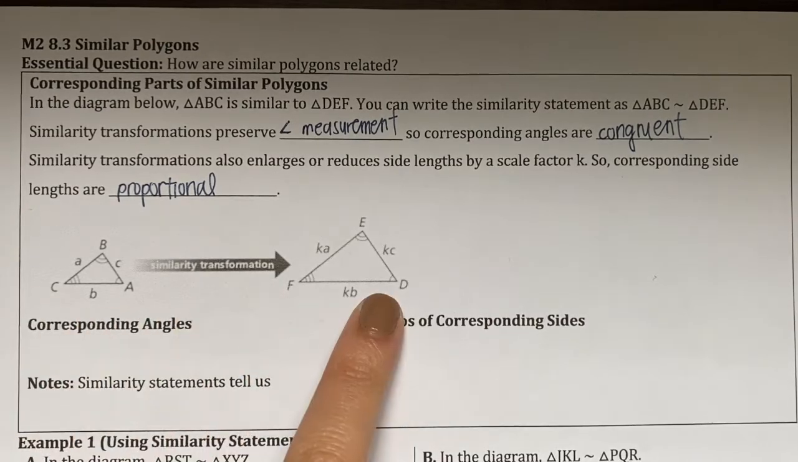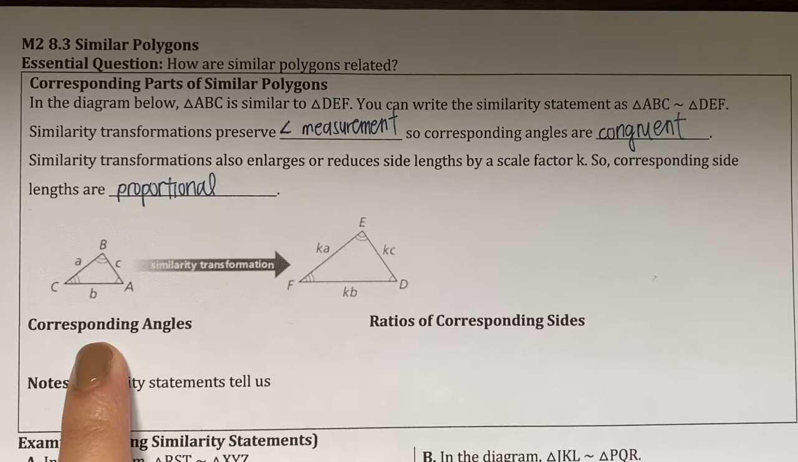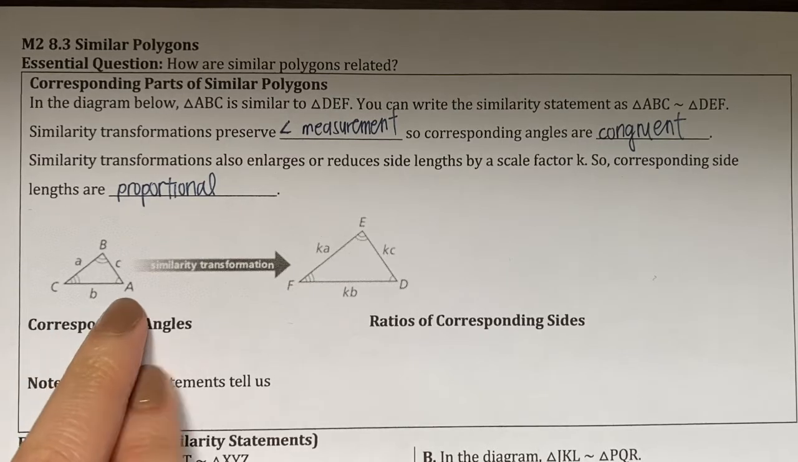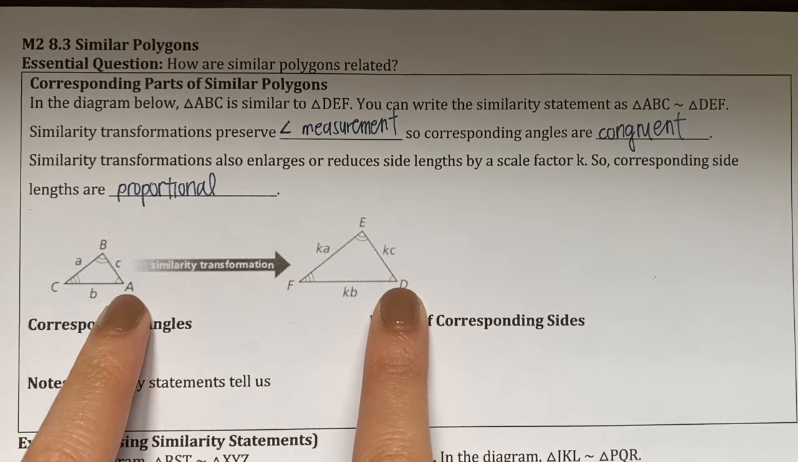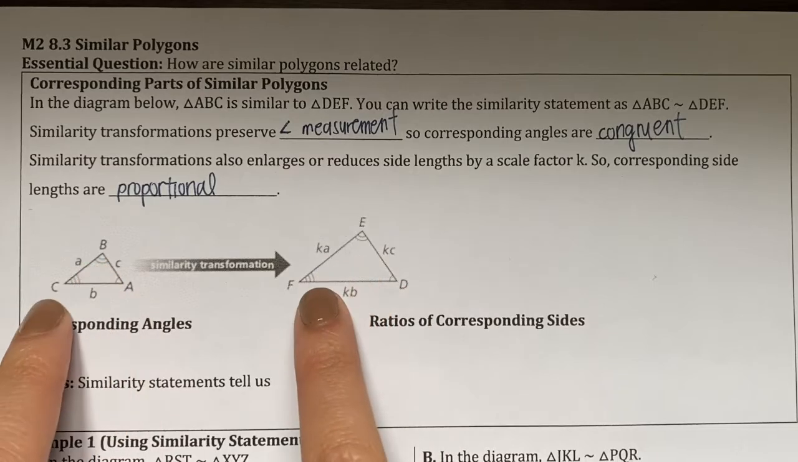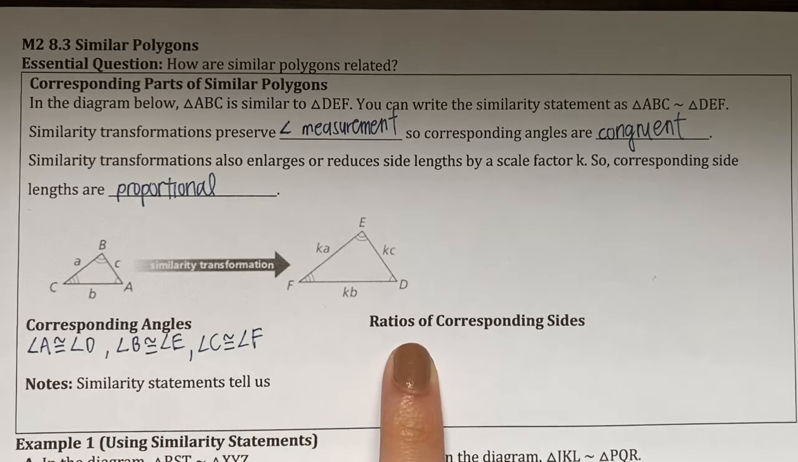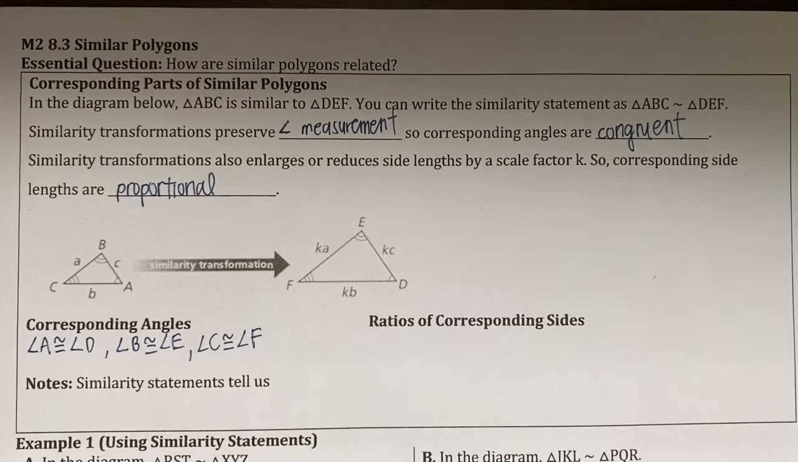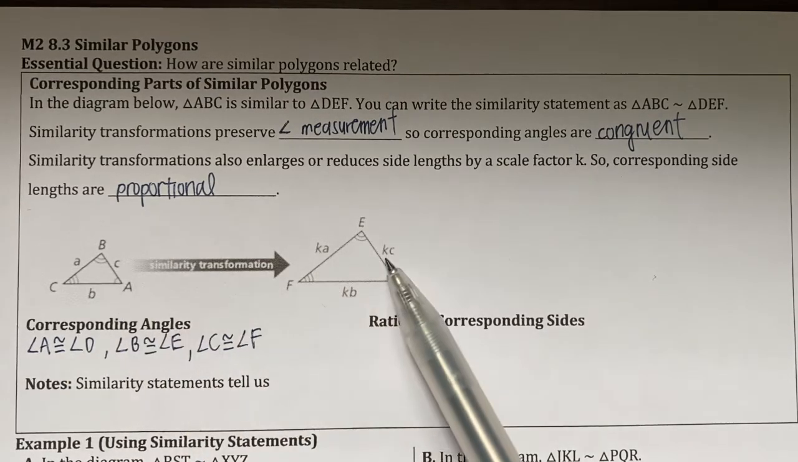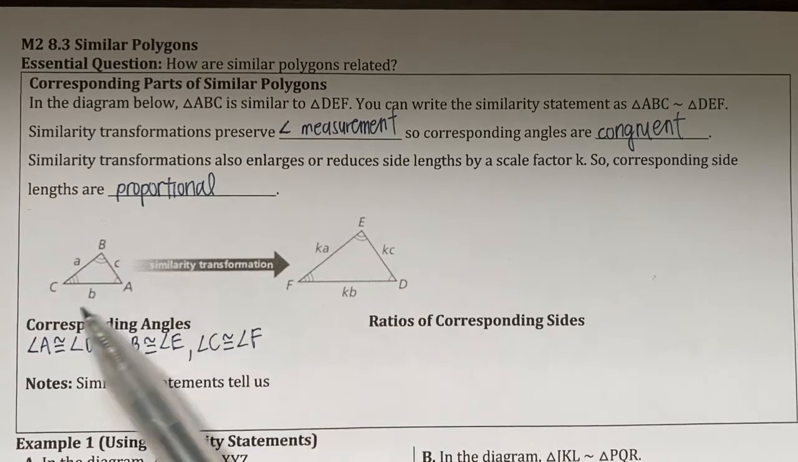Here we have two similar triangles, and I'm going to write down the corresponding angles. Notice that the angles that are corresponding to each other are congruent. So these are the pairs of angles that are corresponding and congruent. We also know that the lengths are proportional. So when you take the ratio of the corresponding sides, for any pair of corresponding sides, it will give you the scale factor.